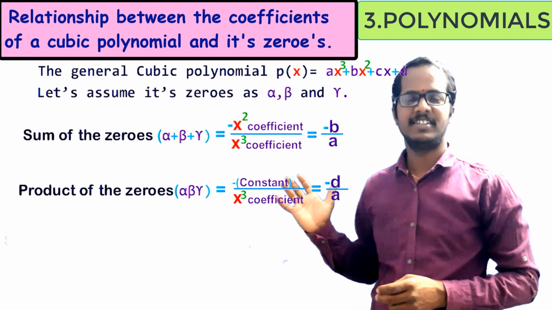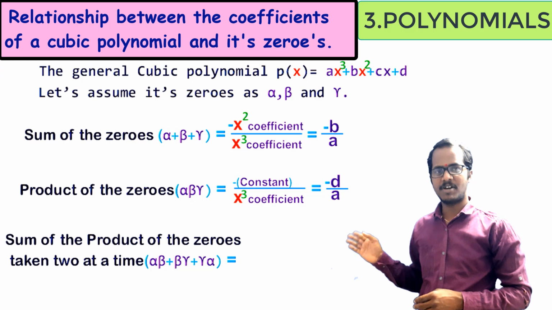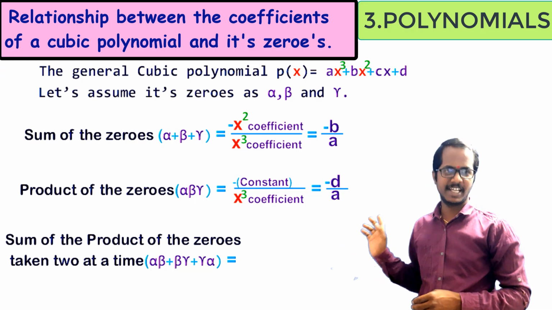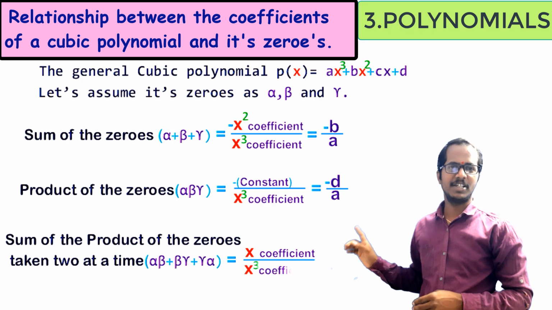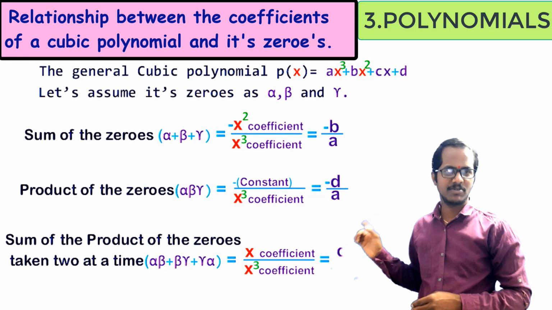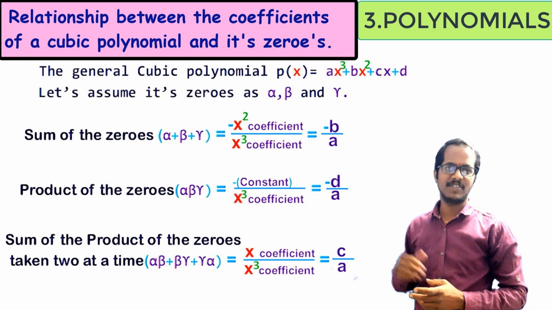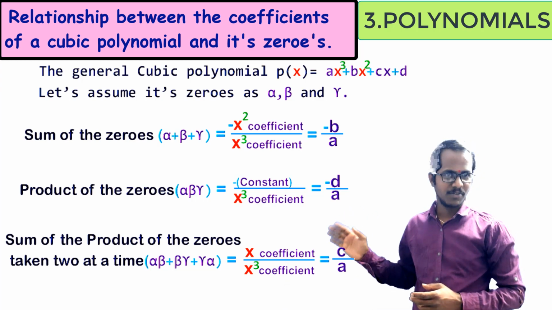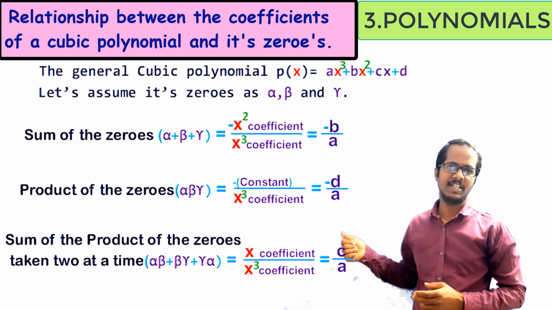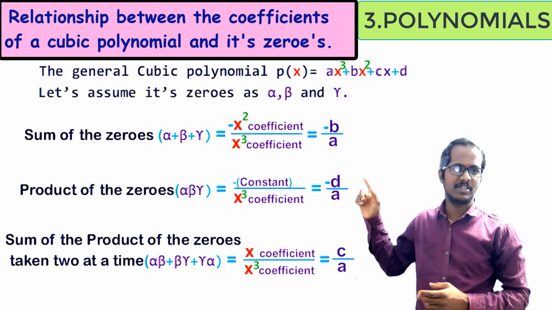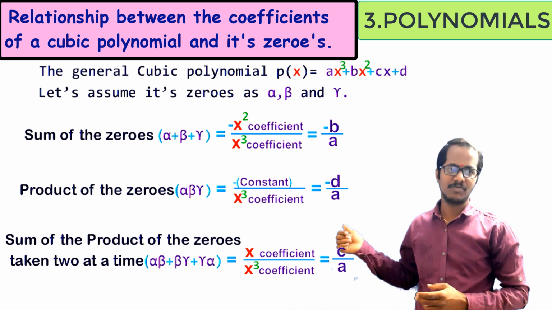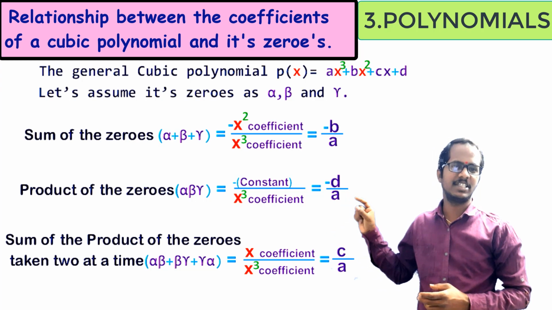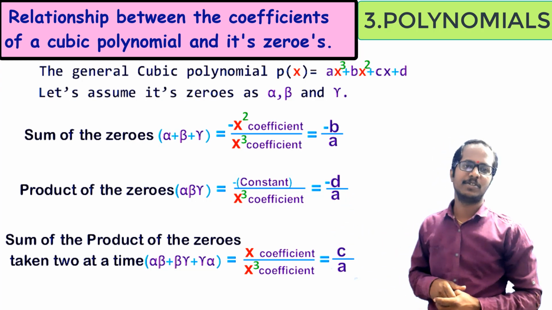And the next relation, that is the sum of the product of the zeros taken 2 at a time, that is alpha into beta plus beta into gamma plus gamma into alpha, equals what do we get? Very good, x coefficient by x cube coefficient. And here x coefficient is c, and the x cube coefficient is a. So we can write it as c by a.